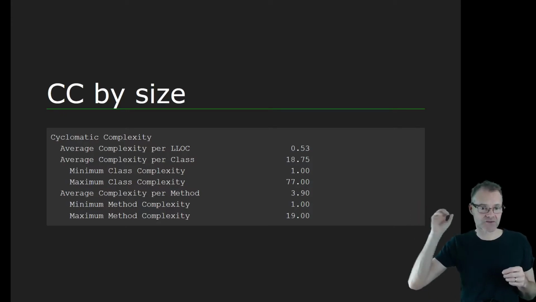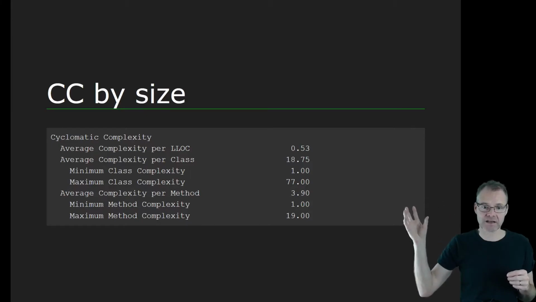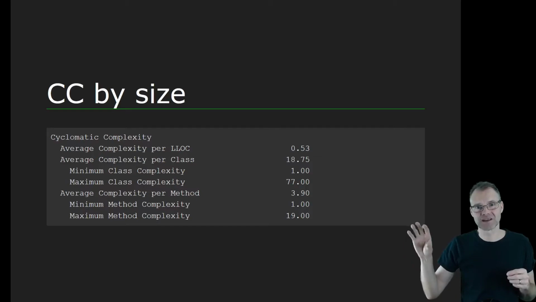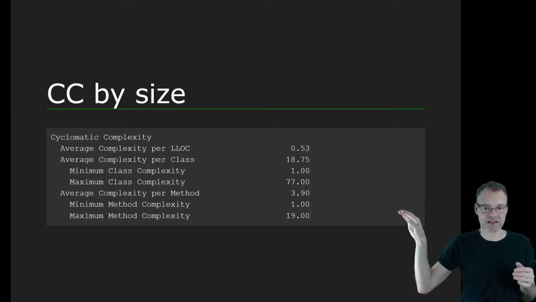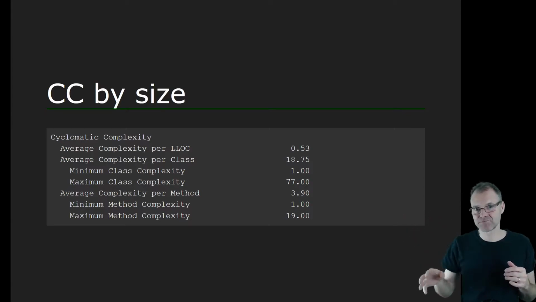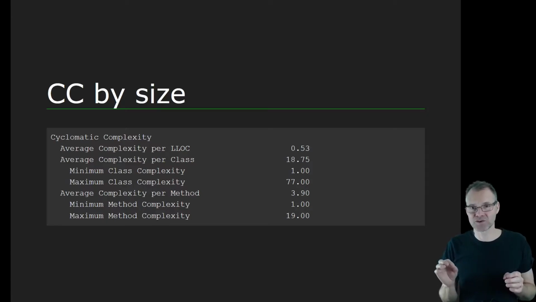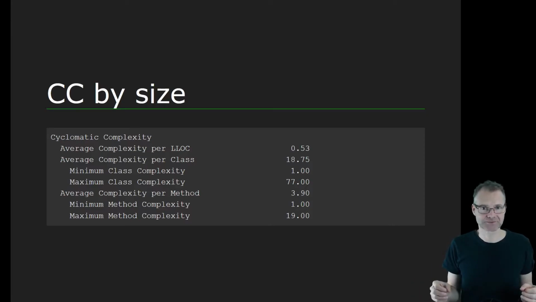Here we see an average complexity by method being a CC of 4. Okay, 4 decision points, not too many there. And we see that the maximum method complexity seems to be 19. So that is 19 decision points in one method. Well, maybe one wants to look at that method a bit more and see why it is that complex.